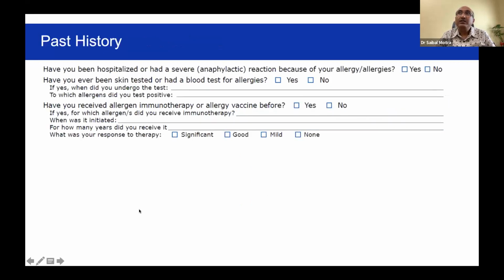Past history helps us to identify how the patient has progressed on the atopic march or the allergic march.